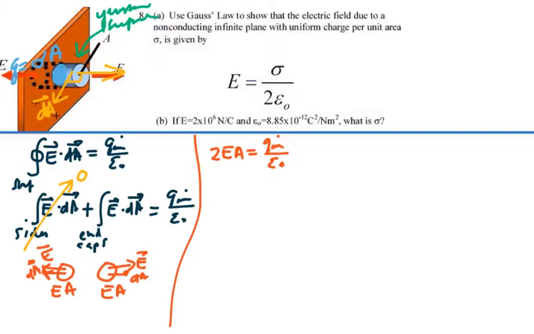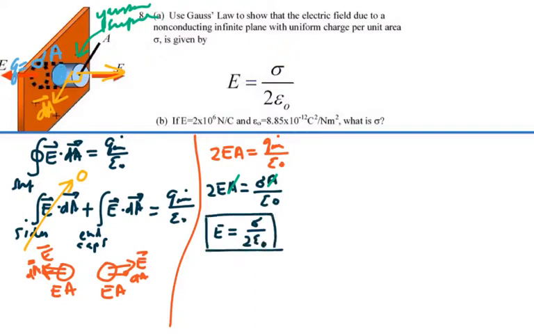So what we have now is 2EA is equal to the charge enclosed, which is sigma times A, over epsilon naught. So the A's on both sides of this equation will cancel out, and we are left with the fact that our E field equals sigma over 2 epsilon naught. And that is a constant E field everywhere we go on either side of this infinite plane, because it's constant everywhere, sigma over 2 epsilon naught.